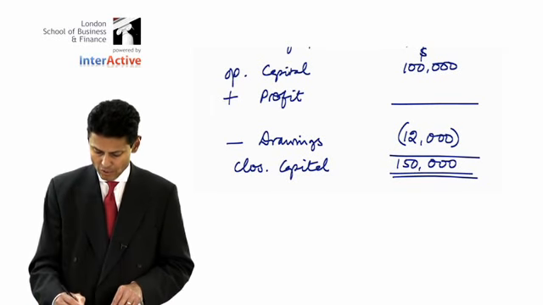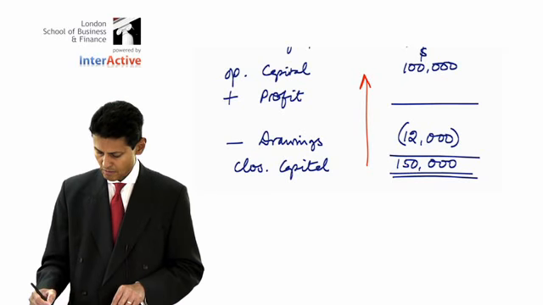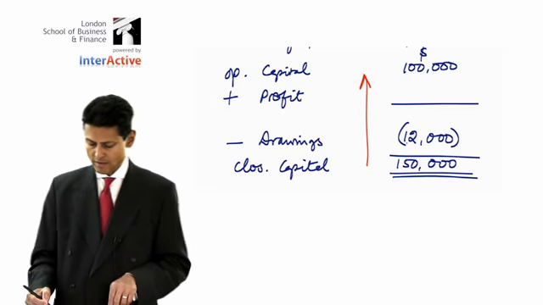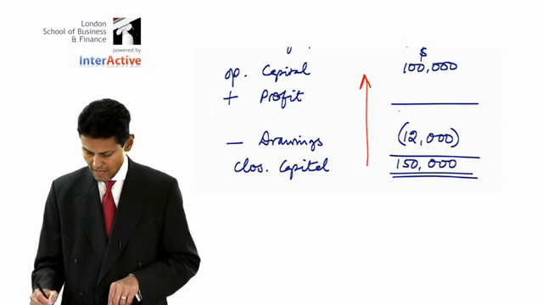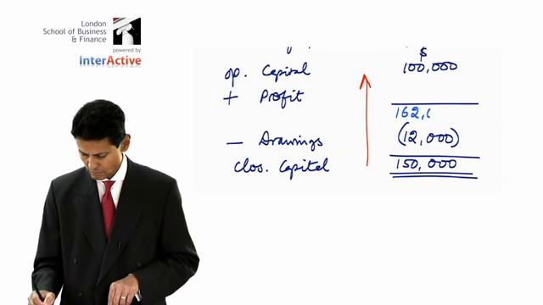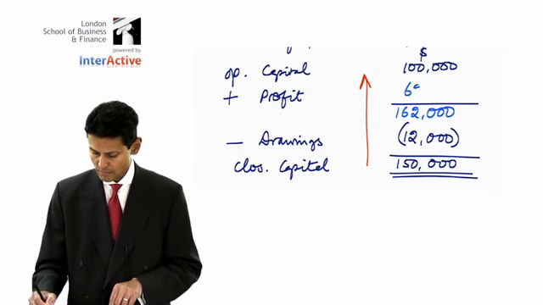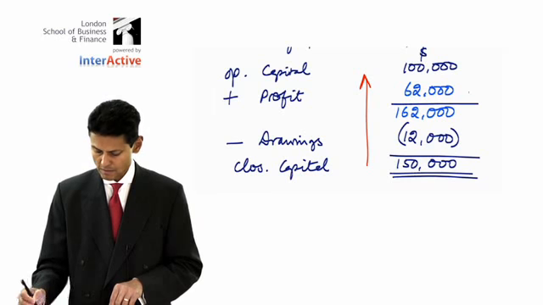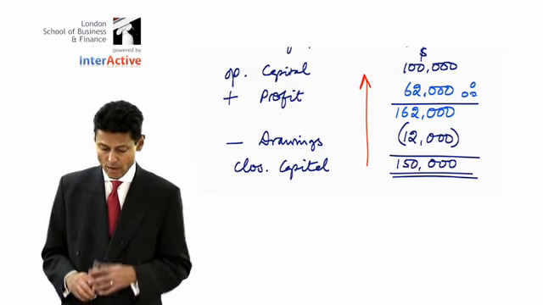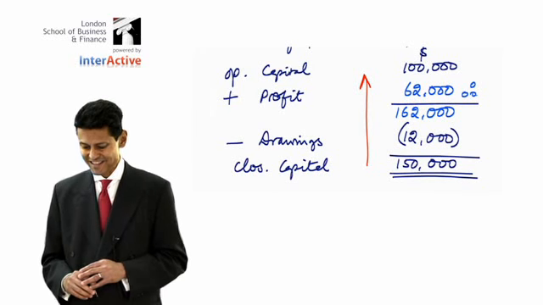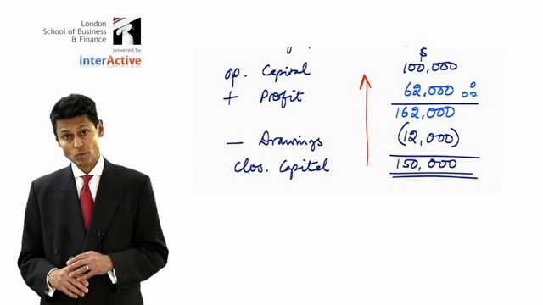Obviously, if you work backwards like that, if you take 150, take away 12, obviously, here, if you're working backwards, you add it up to 162. So the profit that the company would have made was 62,000. So very much a balancing figure. You start with opening capital, you add the profit of 62,000, so it becomes 162. Obviously, you take away drawings, and so you come to 150.